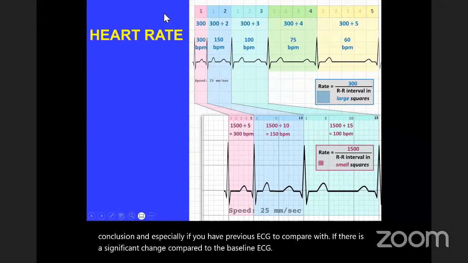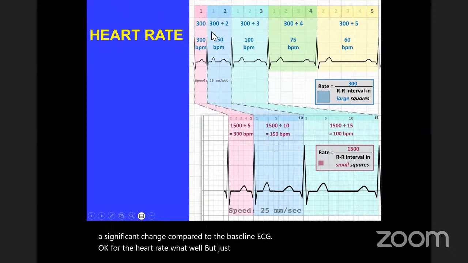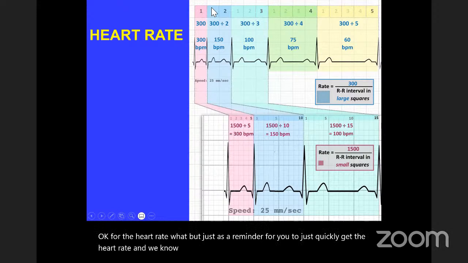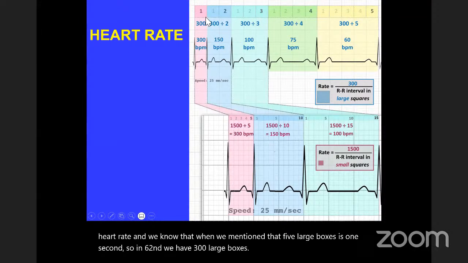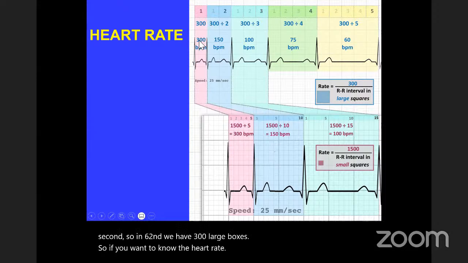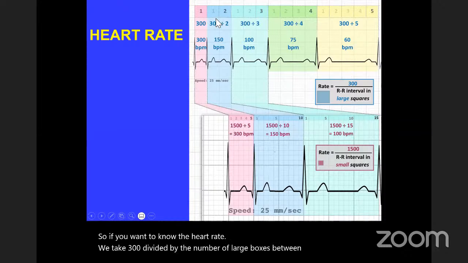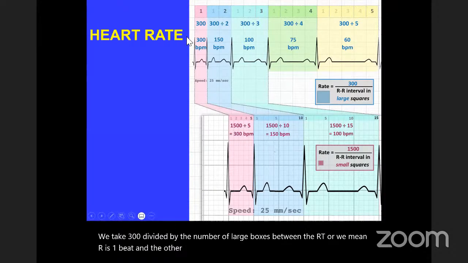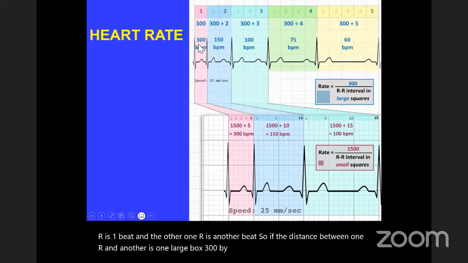Okay, for the heart rate, you know it well, but just as a reminder, to quickly get the heart rate, we know that 5 large boxes is 1 second, so in 60 seconds, we have 300 large boxes. So if you want to know the heart rate, we take 300 divided by the number of large boxes between the R to R. One R is one beat and the other R is another beat. So if the distance between one R and another is 1 large box, 300 divided by 1, it's 300 beats per minute.